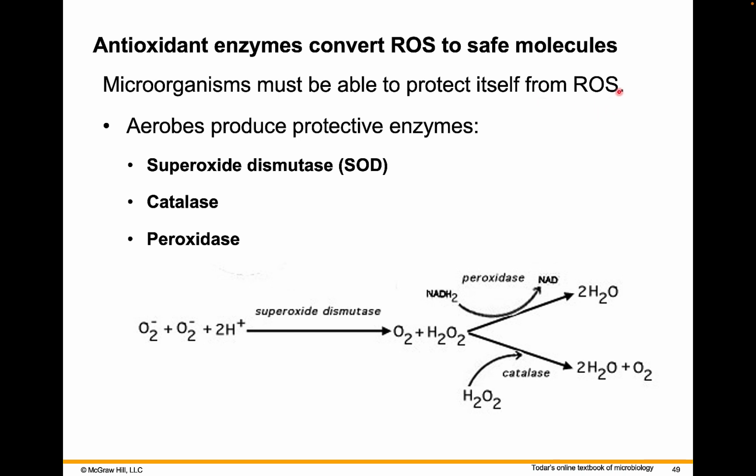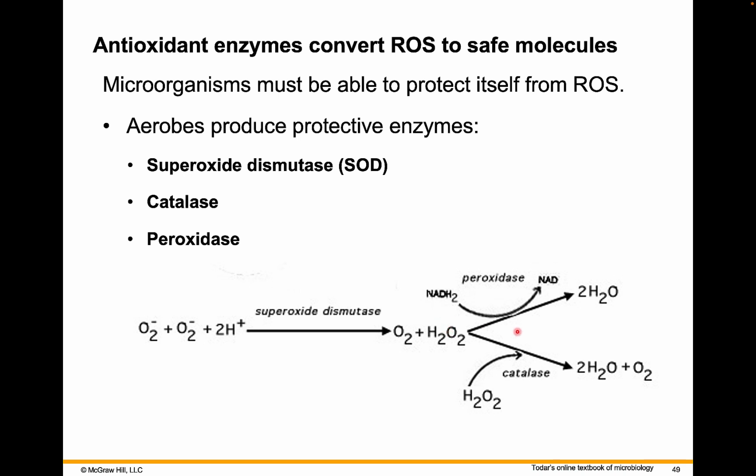This is similar in eukaryotes, with a much more robust system with many enzymes. There are 3 enzymes which essentially protect against this. The first one is superoxide dismutase, or SOD. Two individual O2 minus with protons, superoxide dismutase converts them to molecular oxygen, which is not toxic, and hydrogen peroxide. Now again, hydrogen peroxide is also toxic.